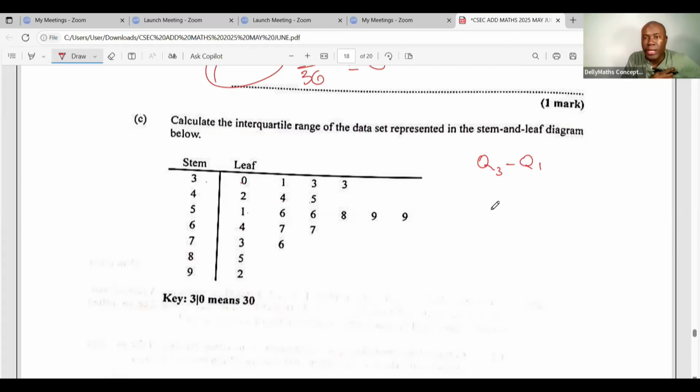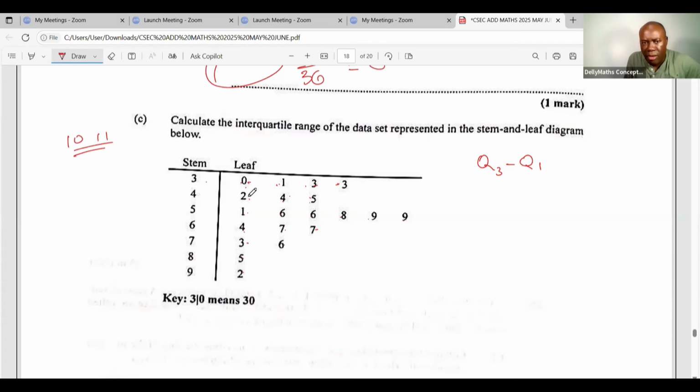So these are our quartiles. How many do we have? They didn't say how many, so we could count: 1, 2, 3, 4, 5, 6, 7, 8, 9, 10, 11, 12, 13, 14, 15, 16, 17, 18, 19, 20. So we have 20. If it is 20, that means it's an even number, so my 10th and 11th terms will be in the middle. So I just count to 10 and 11.